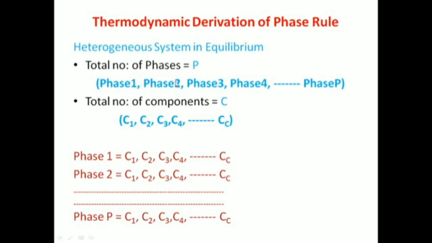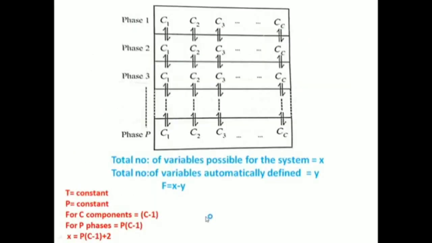That is, in phase 1, the components present are C1, C2, C3, etc. up to Cc, and like that in phase 2 the components present are C1, C2, C3, etc. up to Cc. This is the case for phase 3, phase 4, etc. And in phase P the components present are C1, C2, C3, etc. up to Cc. This is the diagram showing the equilibrium between different phases. Phase 1 is in equilibrium with phase 2, which is again in equilibrium with phase 3, and this equilibrium continues up to phase P.